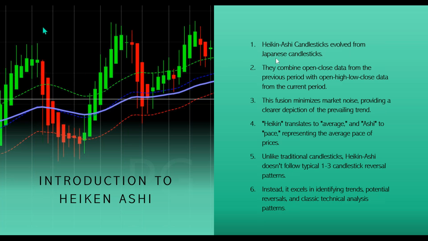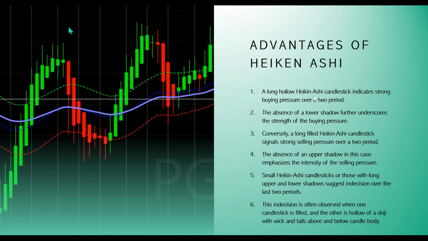This is just some information. Fibonacci candlesticks evolve from Japanese candlesticks. They combine open-close data from the previous period with open-high-low-close data from the current period. That's how they're created. They minimize noise, and basically it helps identify trends and reversals much more easily. The advantages are listed here, you don't have to pay any attention to this, but basically the absence of lower shadows underscores the strength of the buying pressure. That's the flat bottoms like that.